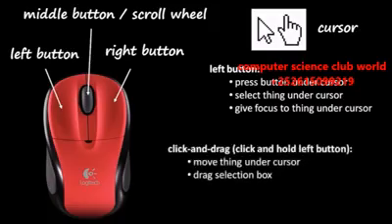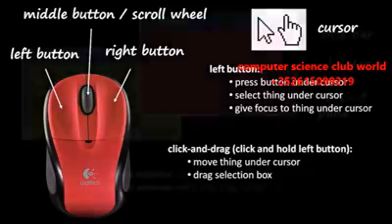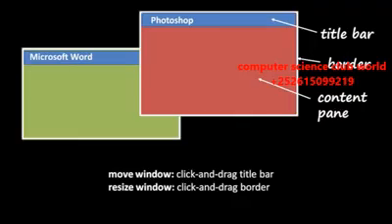Some things on screen can be interacted with by clicking and dragging them. To click and drag simply means to click the left mouse button, but hold it down, then move the mouse, and then release the left mouse button. For example, the thing we use click and drag the most for is to move our windows around and then also to resize them, to make them bigger or smaller.